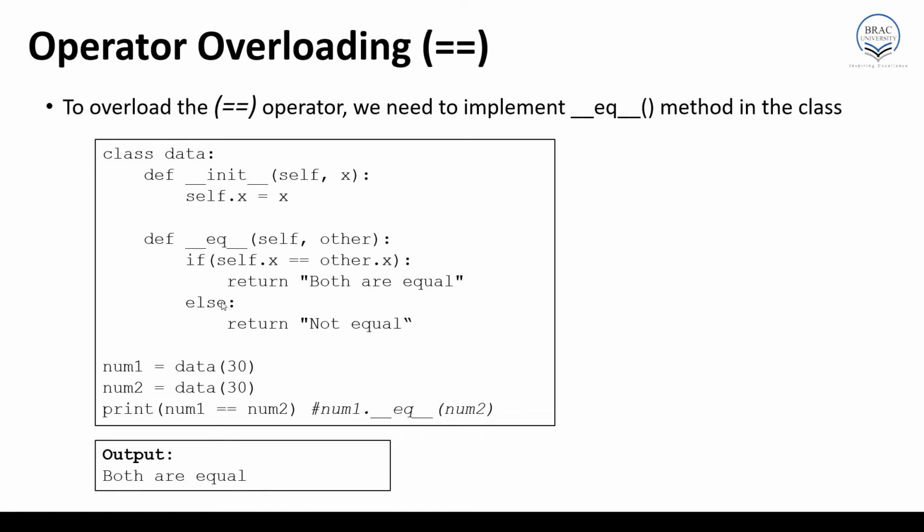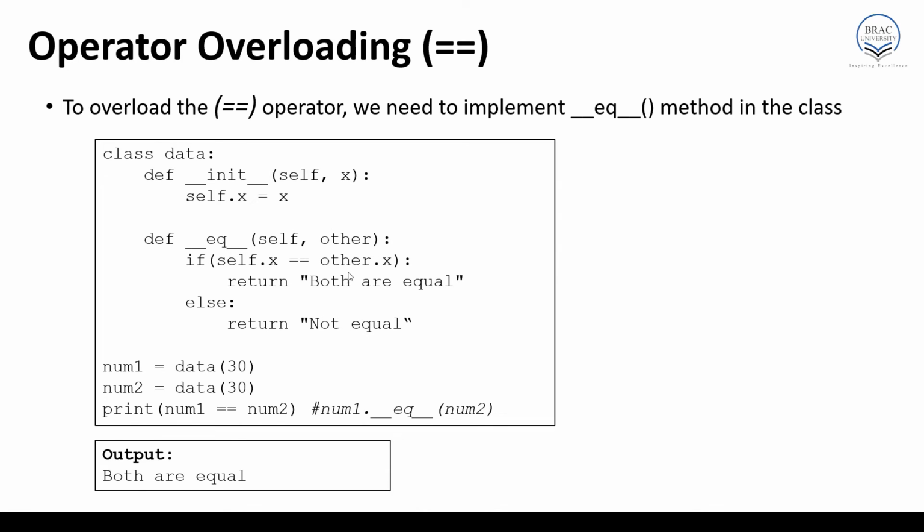When I'm saying number 1 equals to 30, that means self.x is holding 30 for number 1, and number 2, another object of data class, is also receiving 30, and its instance variable x will hold 30. Both are different instances, right? We already know that those are different instances of my data class, and the data type of number 1 and number 2 is data, right? So when I'm saying print number 1 equals to number 2, internally this method will be called, and we already overloaded the equal method in this class, right?